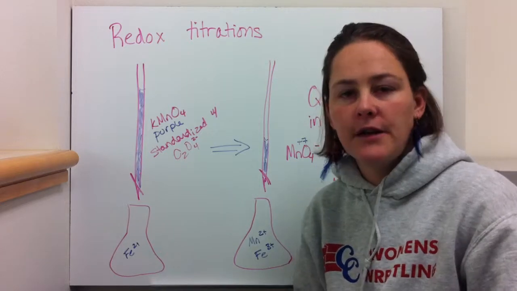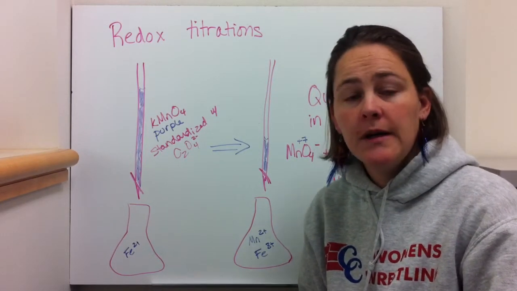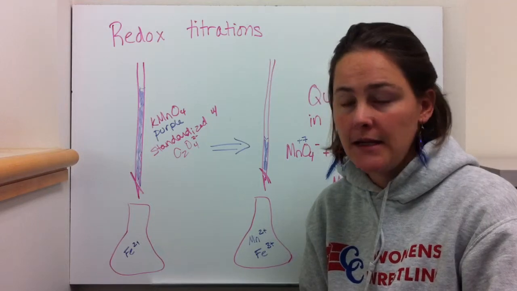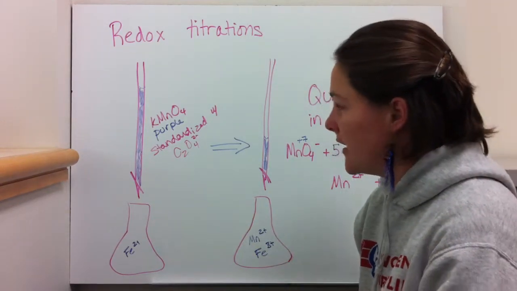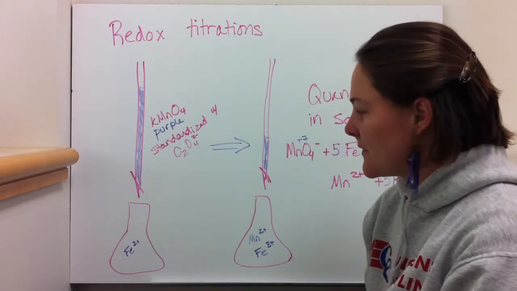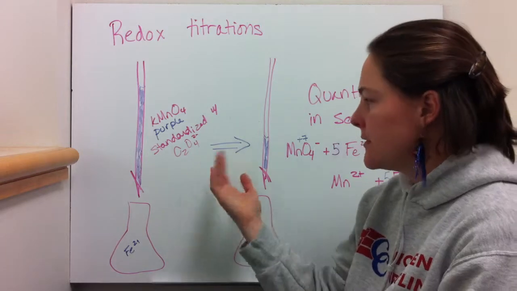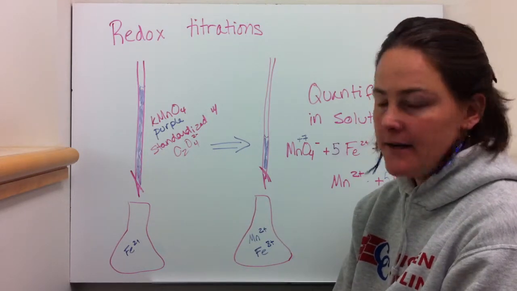This week in lab we're going to do a redox titration where we're going to quantify iron 2 using potassium permanganate. Permanganate is a pretty gnarly oxidizer, and so we're going to use that to titrate a solution with iron 2 in it. First we're going to standardize it with an oxalate.